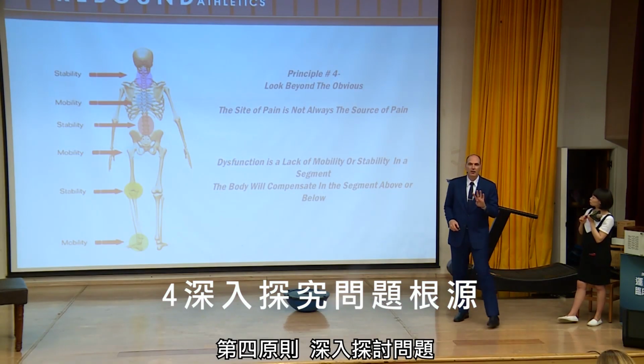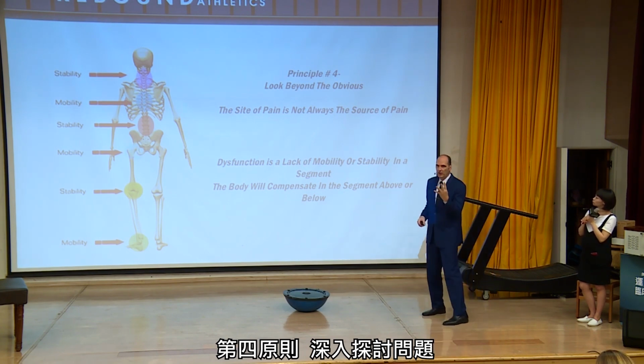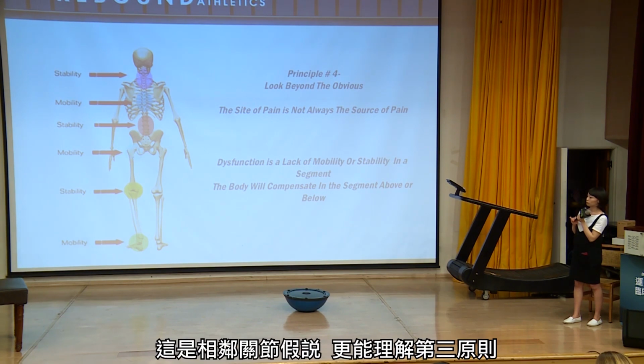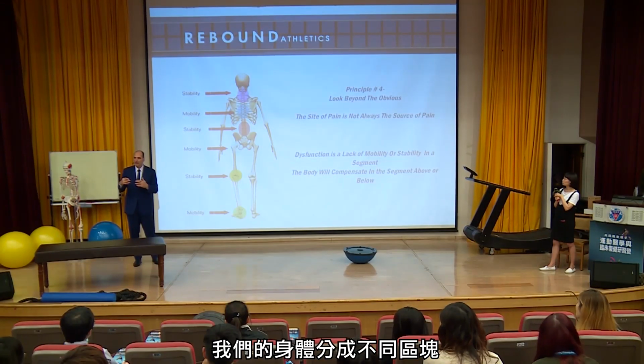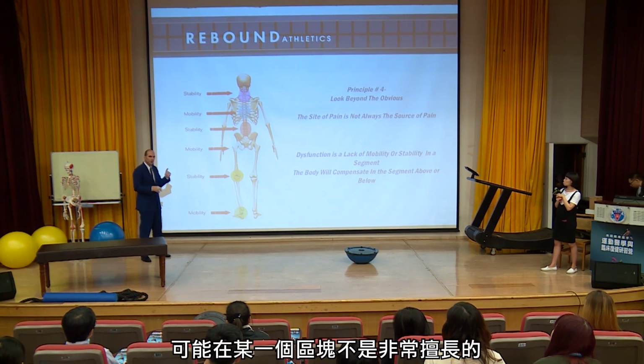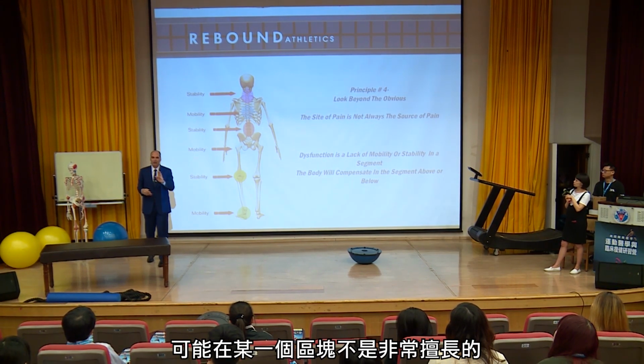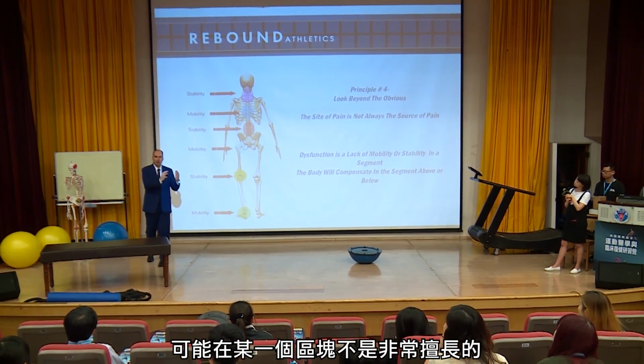So this gives me the 4th concept. Number 4 is look beyond the obvious, or the joint-by-joint approach. This is a concept from personal training that I like very much, and I think it helps to understand this mobile, stable, mobile concept. How many of you have ever heard of it? The idea here is that we talked about segments, each body segment, and certain segments have a propensity for certain dysfunctions. Certain segments are dysfunctional in certain ways.